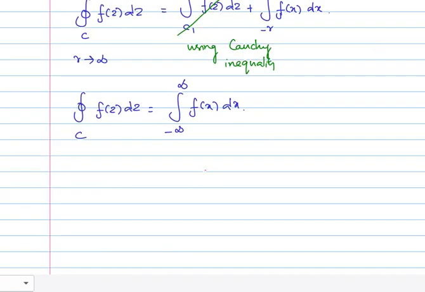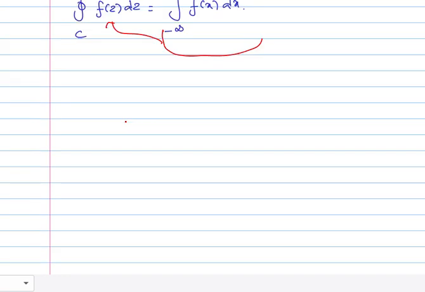So that is my idea. The real integral we are converting to a contour integral. Once we are in the contour integral, I can use the Cauchy residue theorem. So now we see the first example.